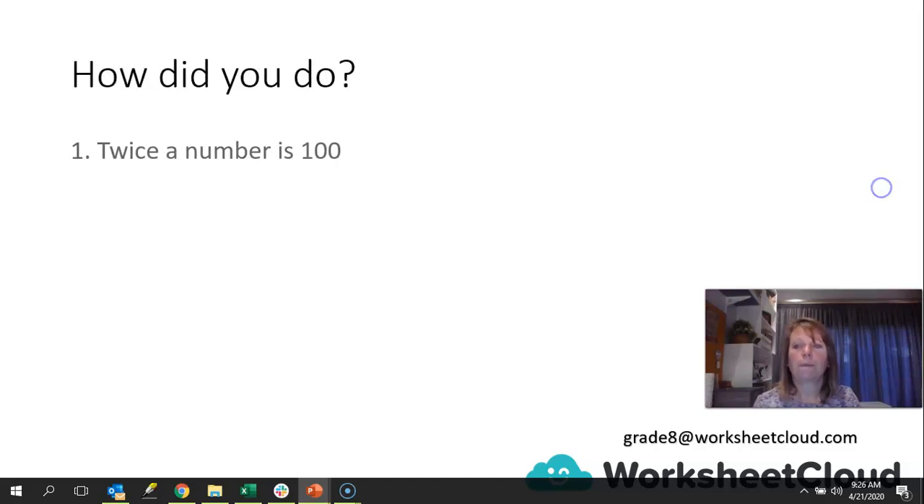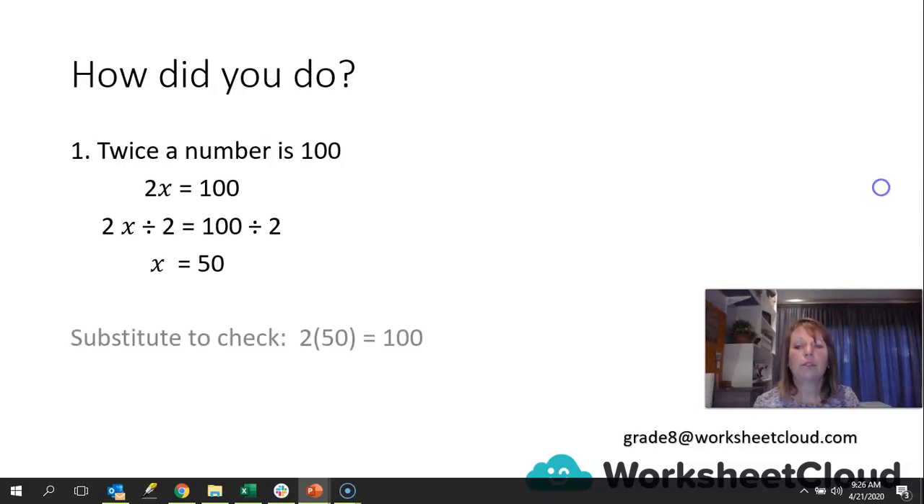Right, how did you do? Let's have a look at the first one. Twice a number is 100. So we've got 2x is equal to 100. How do we get rid of the 2? It's 2 times x, so we must divide by 2, which means we have to do the same to the other side. 2x divided by 2 is equal to 100 divided by 2, which means that x is equal to 50. Let's substitute in to check that it's right. 2 times 50 is equal to 100. There we go, our scale is balanced. We've got it right, which means that 50 is the correct answer for x.